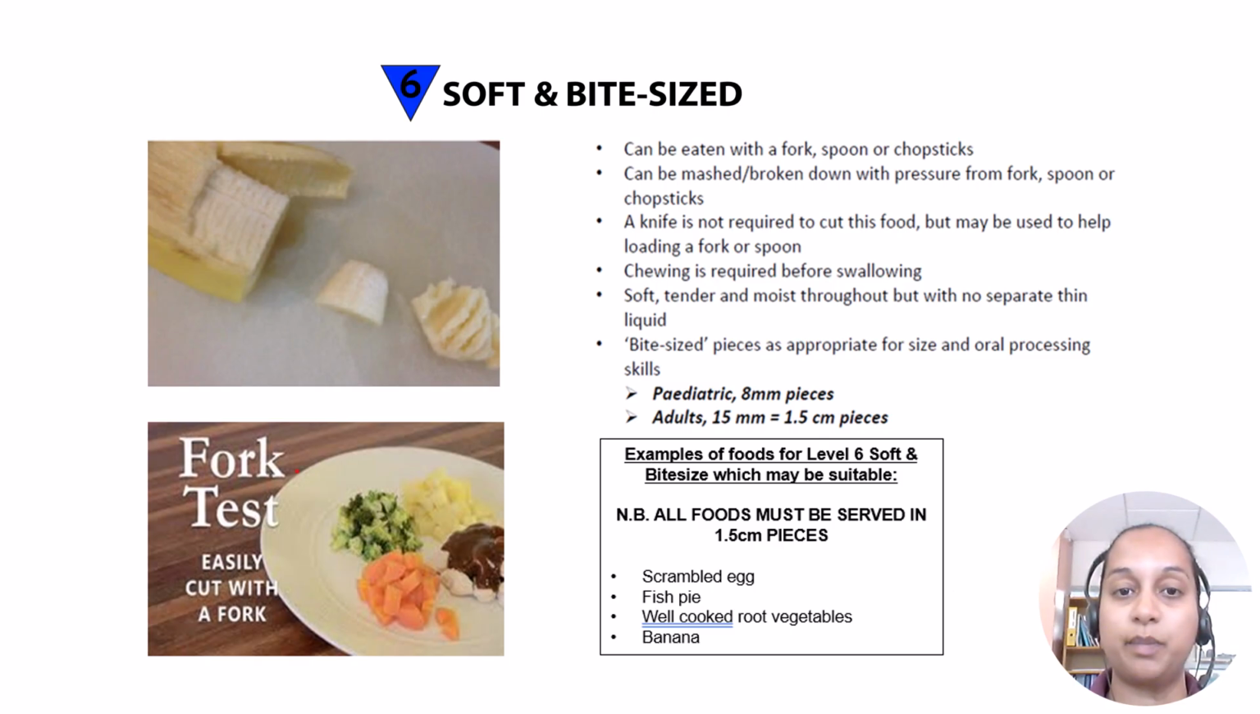Level 6 soft and bite size should be small cube-like pieces of food, about 1.5 centimeters in size. More chewing is required, but it should be soft in texture throughout to make it manageable.